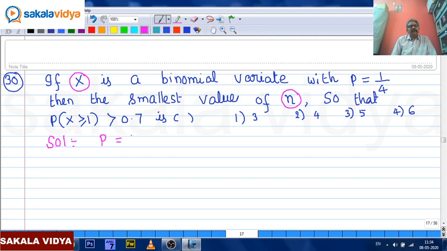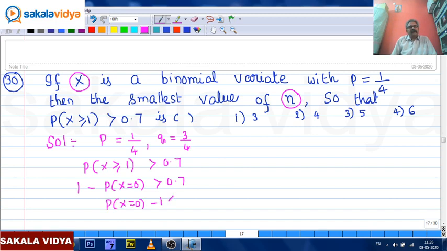p is given as 1 by 4, obviously q will be 3 by 4, because 1 minus p. P of X greater than or equal to 1, given that it is greater than 0.7, we can write as 1 minus P of X equal to 0 is greater than 0.7. Multiply with minus: P of X equal to 0 minus 1 less than 0.7. So P of X equal to 0 is less than 0.7. Let us find out P of X equal to 0.